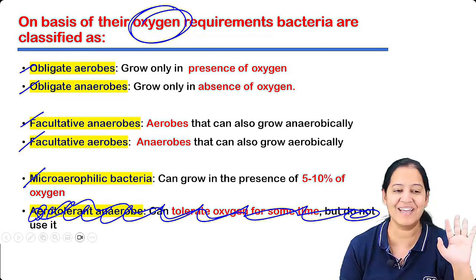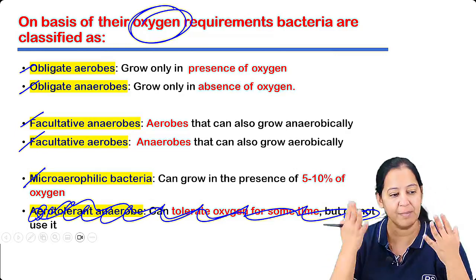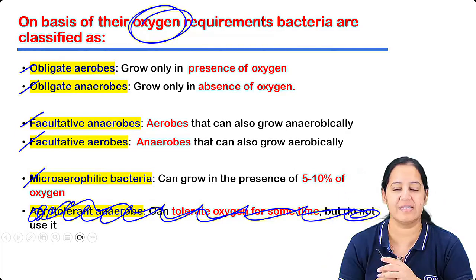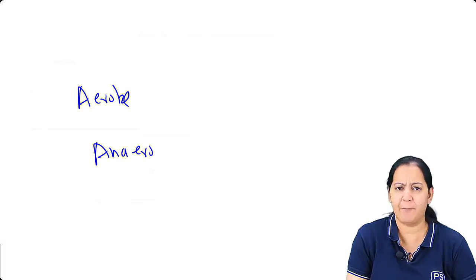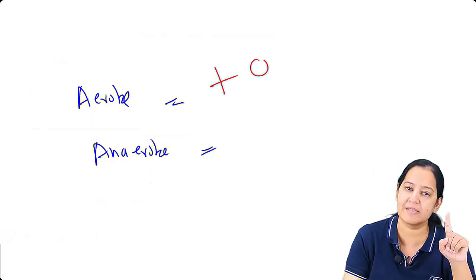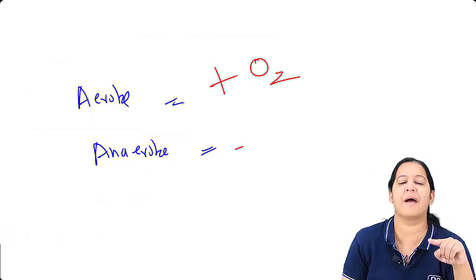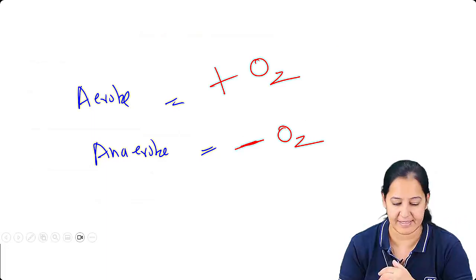Not based on gram staining, not based on acid fast staining. Based on oxygen requirement. So you will say, ma'am, what is the meaning of all these? What is the difference in all of these? I guess everyone knows what is aerobe and what is anaerobe. You have studied this. Aerobes are the bacteria which grow in presence of oxygen, and anaerobes are the bacteria which grow in absence of oxygen. If you don't know, learn that. The first thing.